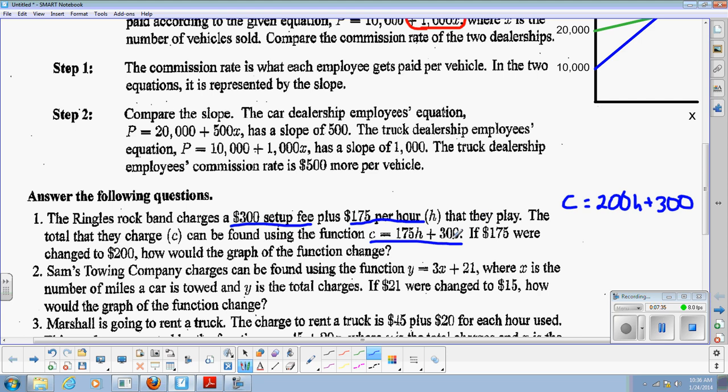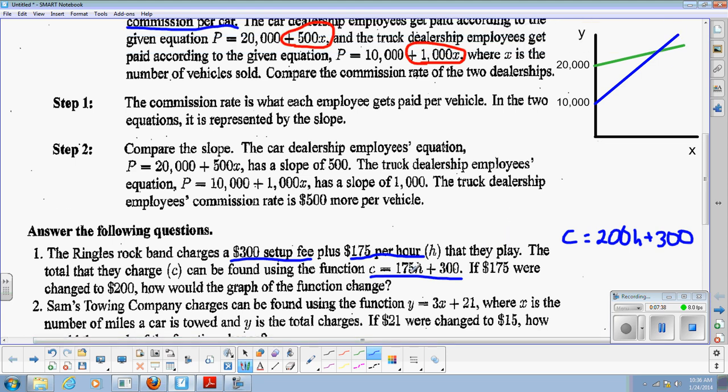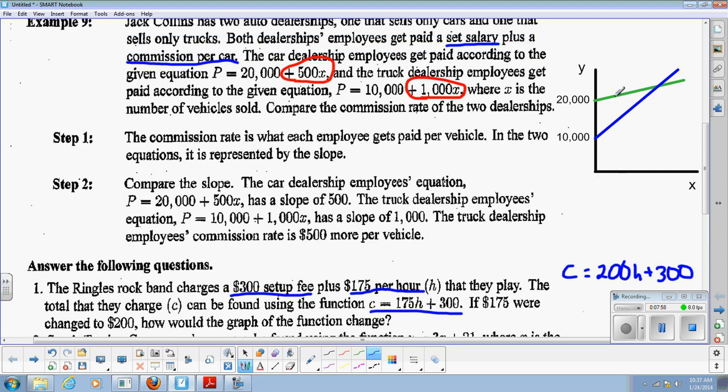So here they changed the slope, it went from 175 to 200. Is 200 greater than 175 or less than 175? It is greater than. Since 200 is greater than 175, the line on the graph will be steeper. It will go up faster. Just like up here in the car dealership example, where the truck dealership has $1,000 commission. That's why that line goes up faster. Then the other one has 500. The line goes up, but it just doesn't go up as fast.